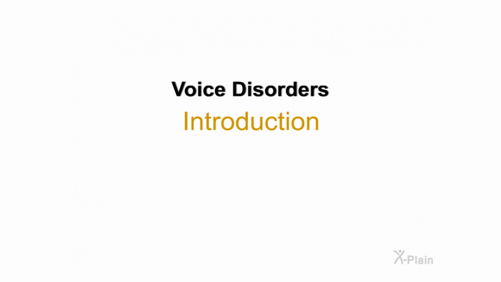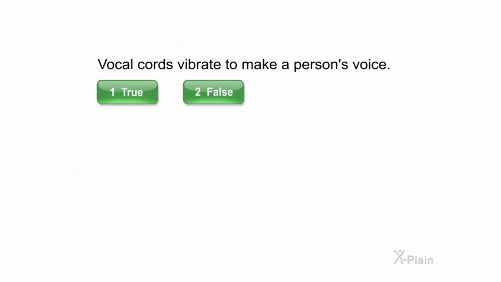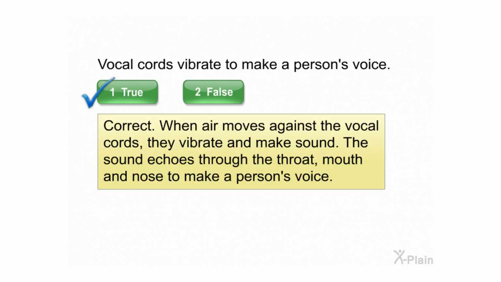Voice disorders. Introduction. Vocal cords vibrate to make a person's voice. Select true or false. Correct. When air moves against the vocal cords, they vibrate and make sound. The sound echoes through the throat, mouth, and nose to make a person's voice.